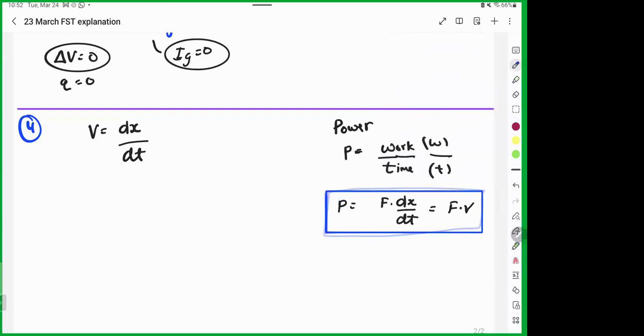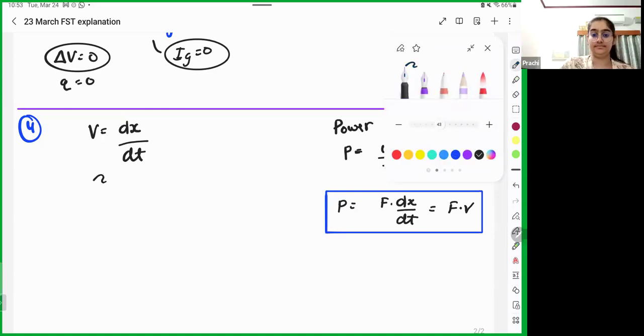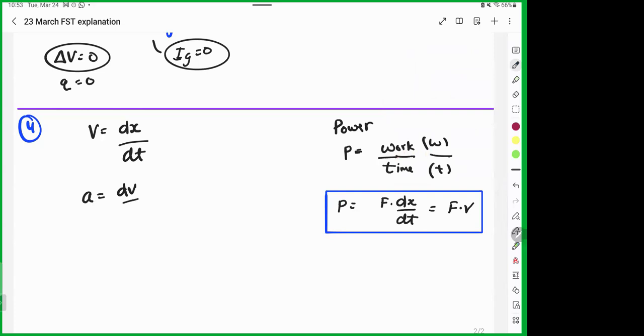Any doubt, guys? No, sir. Correct. No doubt. So, sir, just for practice, you can write acceleration is equal to dv by dt. Correct. So what we have in the question: we have force, we have displacement. We need to calculate power.